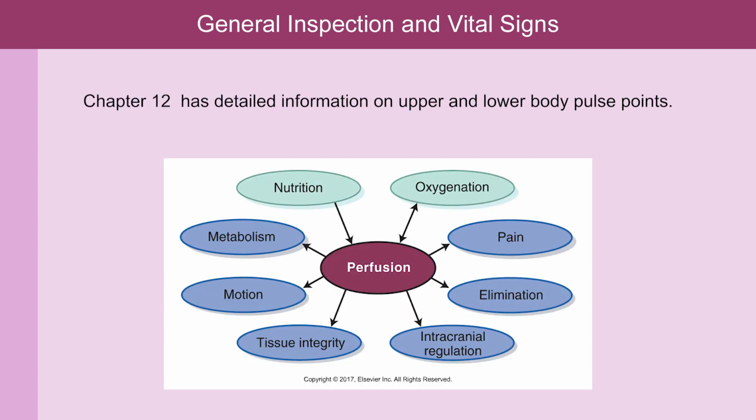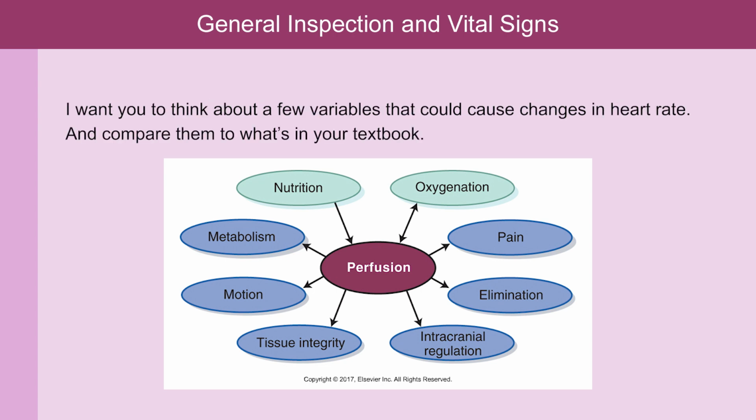Your chapter 12 has more detailed information on upper and lower body pulse points. Please make sure to go over those. I also want you to think about a few variables that could cause changes in heart rate, and then compare them to what's in your textbook.